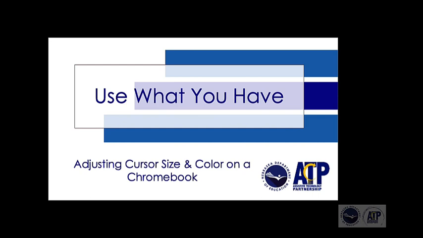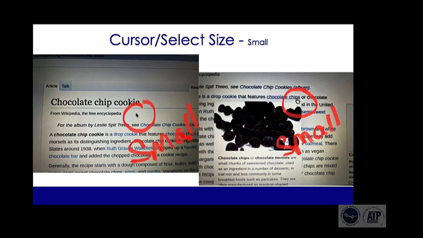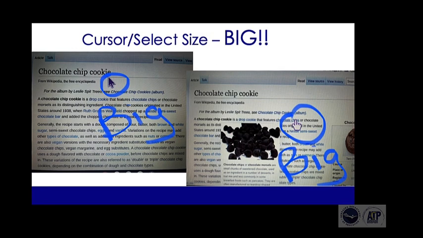Welcome to this video where we will learn how to adjust the size and change the color of the cursor on a Chromebook. This feature allows a person who may have a visual impairment to see the cursor as it moves across the screen. It can be a helpful feature to turn on for anyone who likes a larger cursor or prefers a color besides black.